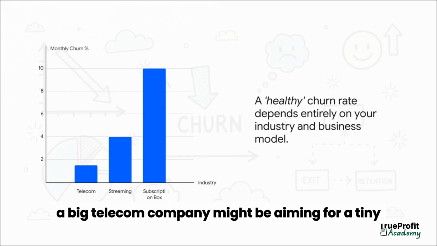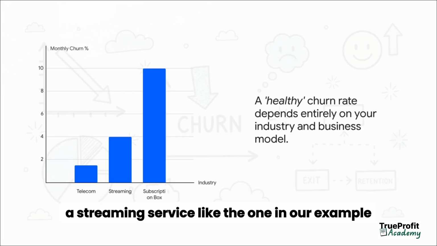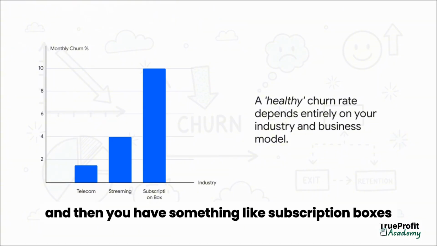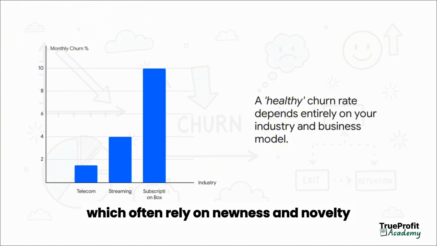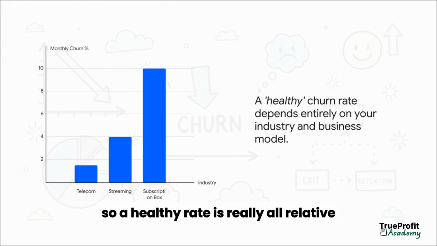A big telecom company might be aiming for a tiny 1 to 2% churn each month. A streaming service, like the one in our example, is probably sitting somewhere in that 2 to 6% range. And then you have something like subscription boxes, which often rely on newness and novelty, and they can see churn rates of 10% or even higher. So a healthy rate is really all relative.